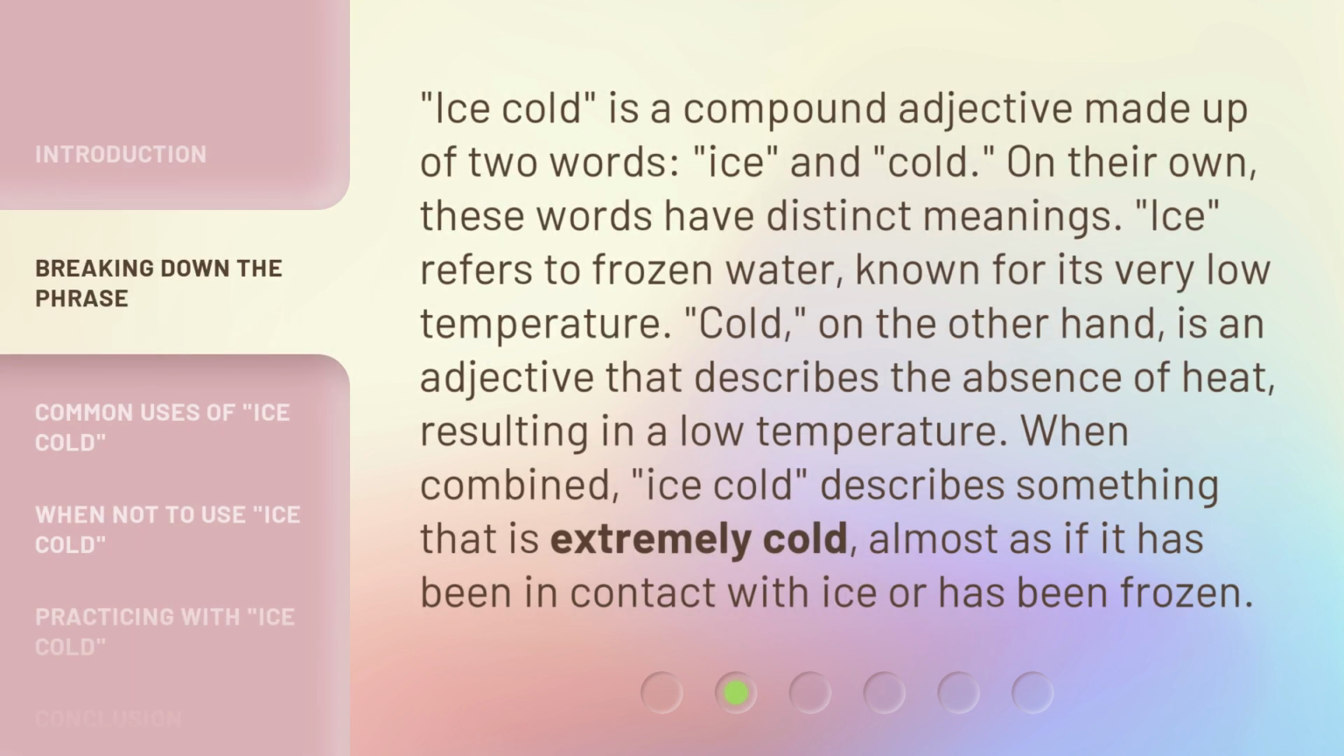Ice cold is a compound adjective made up of two words, ice and cold. On their own, these words have distinct meanings. Ice refers to frozen water, known for its very low temperature. Cold, on the other hand, is an adjective that describes the absence of heat, resulting in a low temperature. When combined, ice cold describes something that is extremely cold, almost as if it has been in contact with ice or has been frozen.